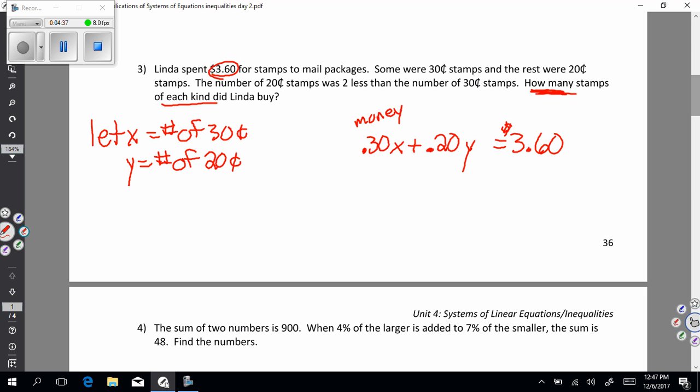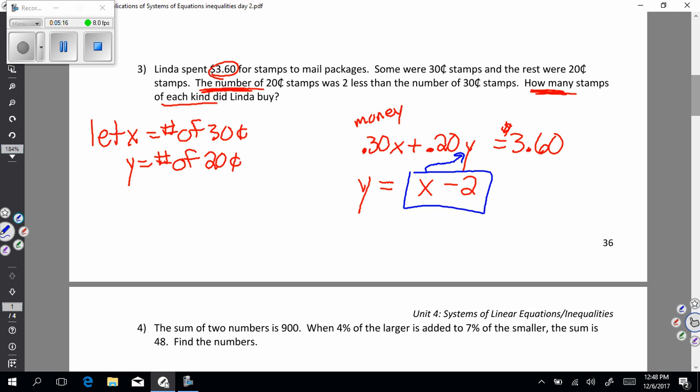The other one is a number of things. The number of 20-cent stamps, so that's Y, was, which is like an is, 2 less than the number of 30-cent stamps. So that would be X minus 2. Y equals X minus 2. This one looks like it's set up for substitution. Take this X minus 2 and replace it in for Y, and then solve the equation.